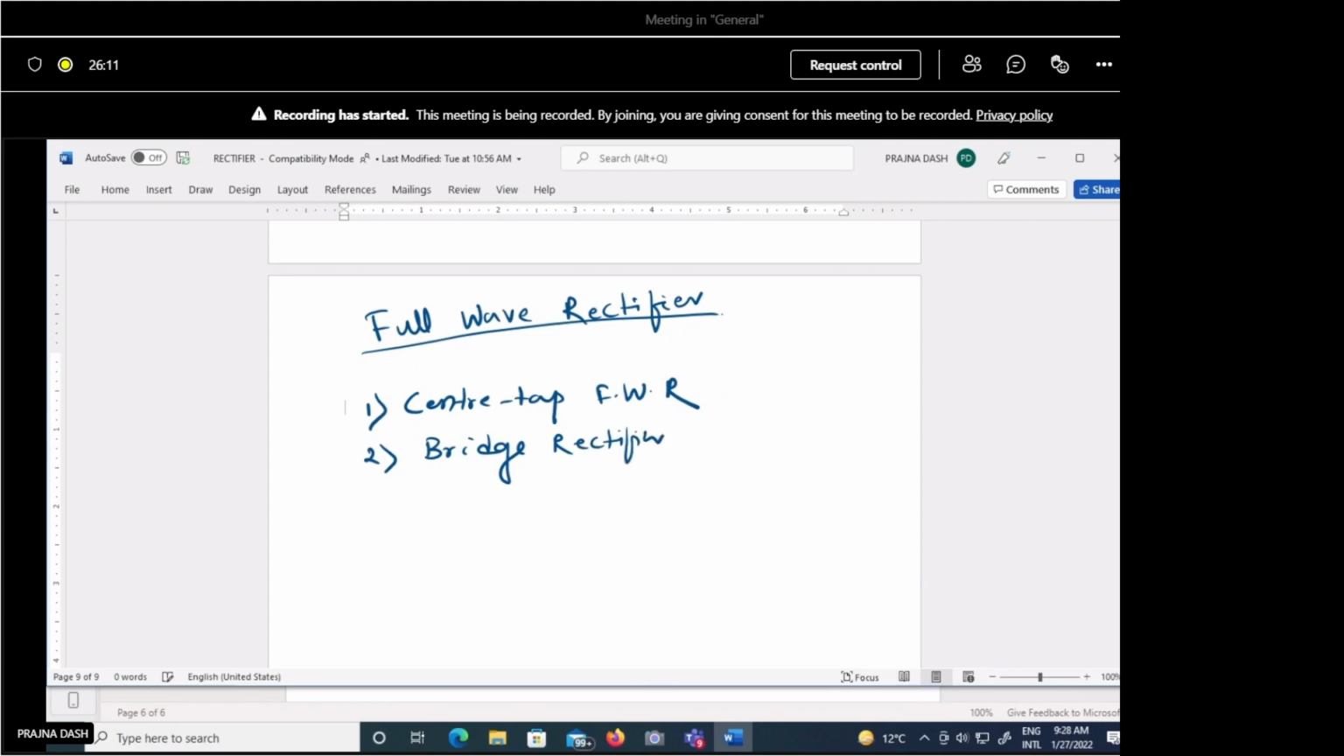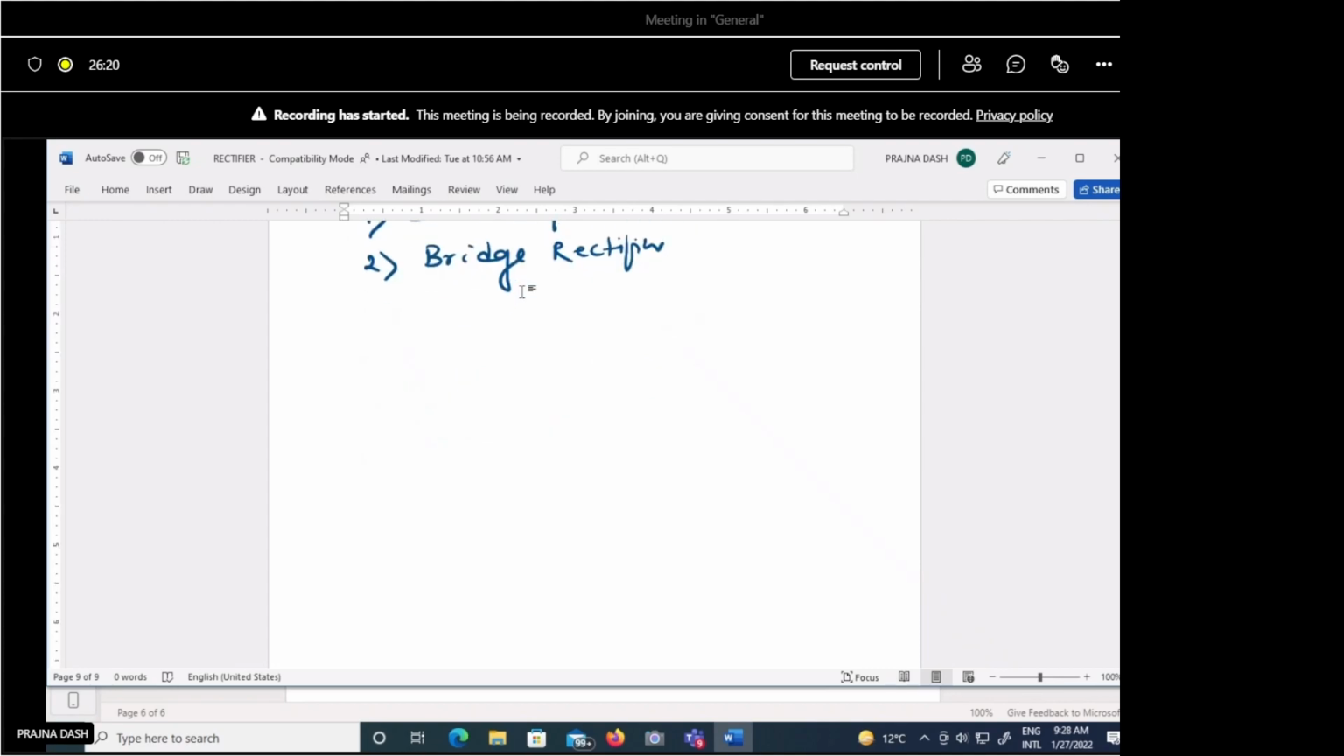So these two full wave rectifiers we are going to study. Here, how will the center tap full wave rectifier circuit work? The center tap full wave rectifier circuit.